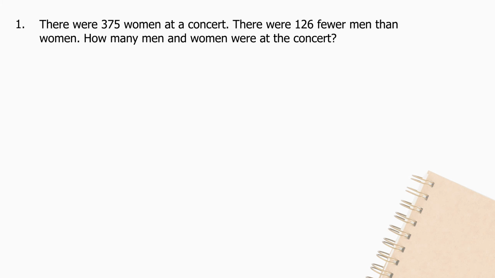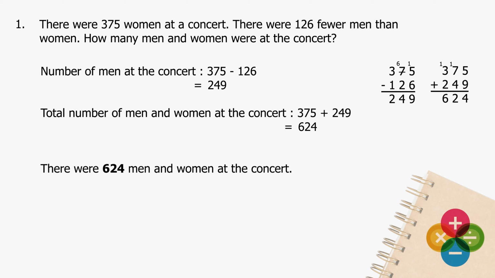Question 1. There were 375 women at a concert. There were 126 fewer men than women. How many men and women were at the concert? The number of men at the concert will be, subtract 126 from 375, and the difference is 249. The total number of men and women at the concert will be, add 375 to 249, and the sum is 624. There were 624 men and women at the concert.